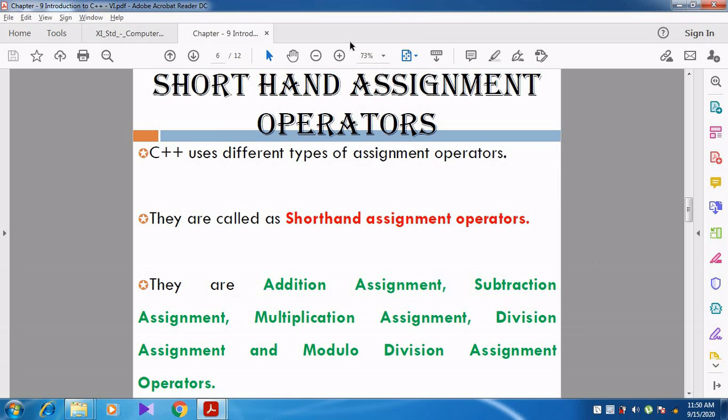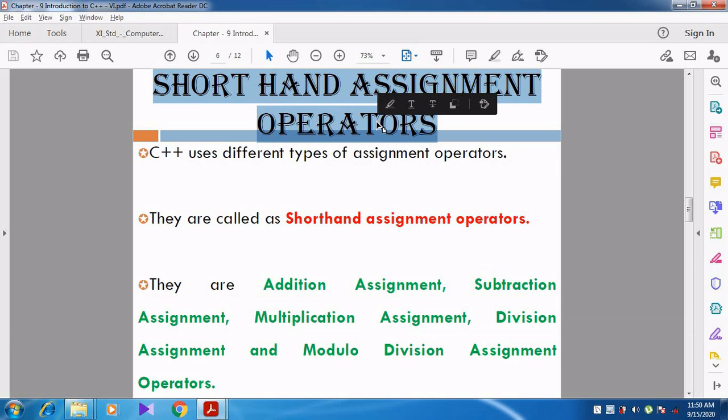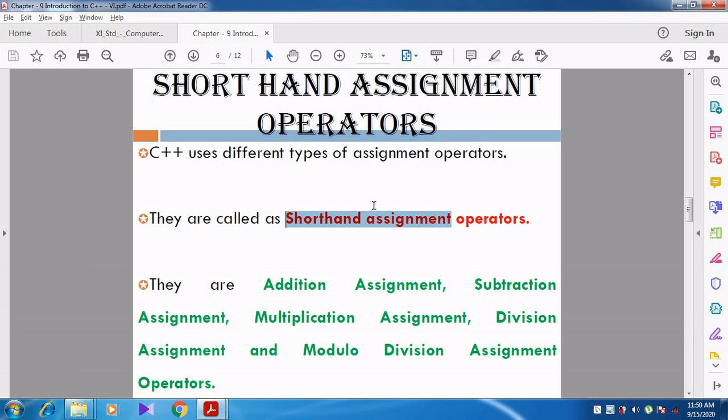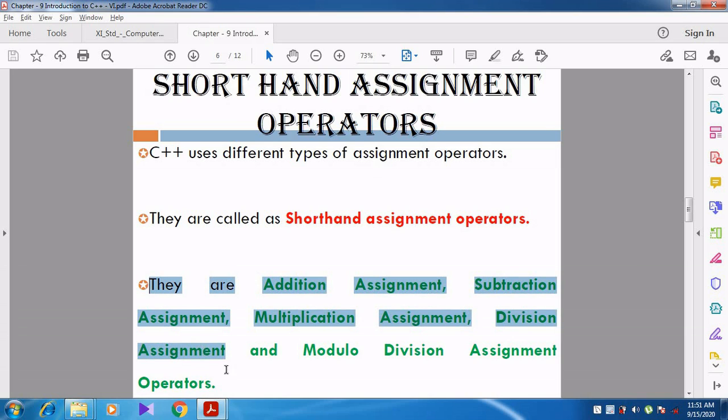Right. Now let us see the shorthand assignment operators. What is meant by shorthand assignment operators? This is also a kind of operator, but it is a different type of assignment operator. They are called shorthand assignment operators. Now let us see how many shorthand assignment operators there are.